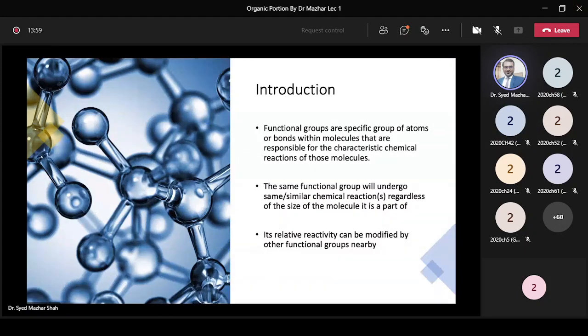And then, if we go into more detail, it's not necessary that every molecule has only one functional group. There may be more than one different functional group present in the same molecule. If more than one functional group is present at the same time in the same molecule, then their reactivities can be modified, or can be different from molecules where there is only one functional group present.